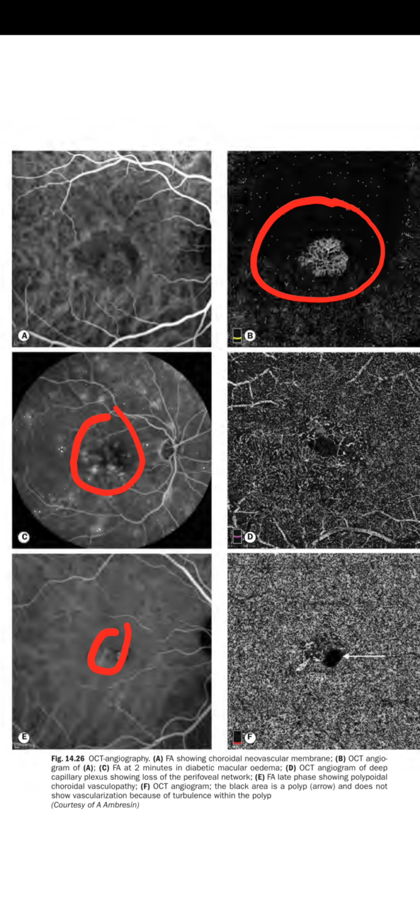And F, OCT angiograph, the black area is a polyp and does not show vascularization because of the turbulence within a polyp. So this is showing us a polyp, and this is showing us that there is a loss of a perifoveal network.